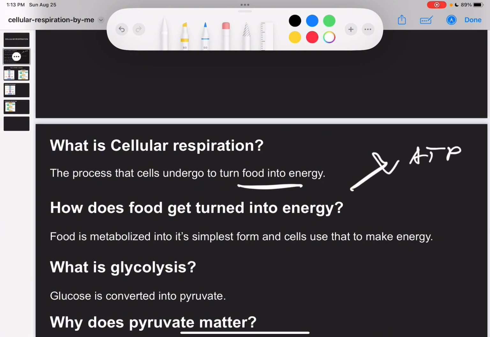But then I also mentioned turning food into pyruvate. How do these two coexist? How does this concept connect? It will all make sense soon. Just bear with me for a bit.